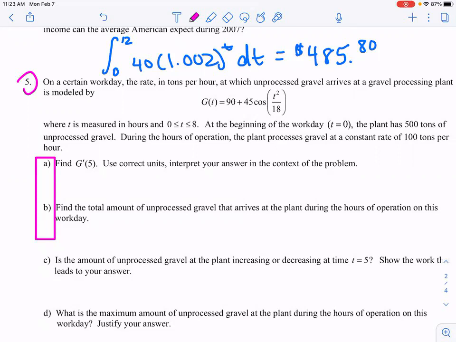Math 8. Math 8 takes you the derivative. Oh yeah, math 8.